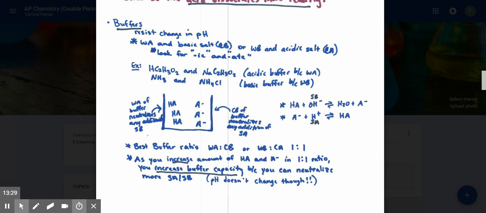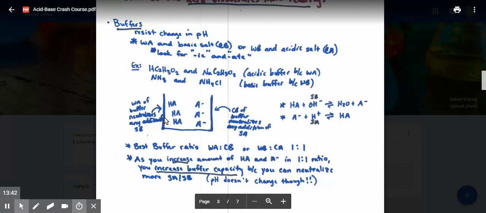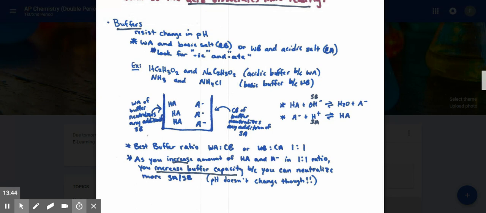If I have a strong acid that I'm adding into my buffer, the conjugate base is the one that's going to neutralize it. So the conjugate base is going to react with my strong acid, and as a result, it's going to make more of this HA. As a result, my pH should decrease just a little bit, but it's still resisting a major change in pH.